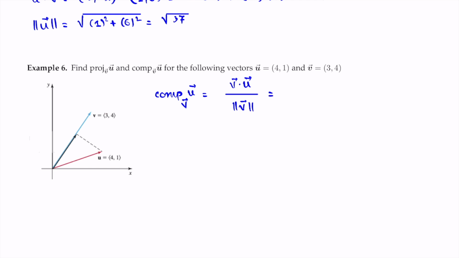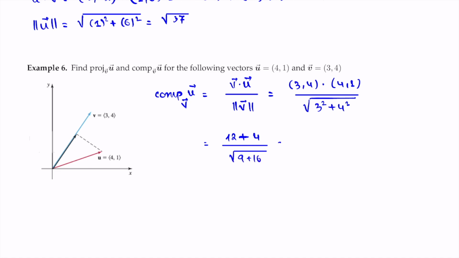So u dot v is 3, 4 dot 4, 1. And the magnitude of v is the square root of 3 squared plus 4 squared. What you get in the numerator is 12 plus 4 divided by the square root of 9 plus 16. Right, so you have 16 over root 25, or 16 over 5.